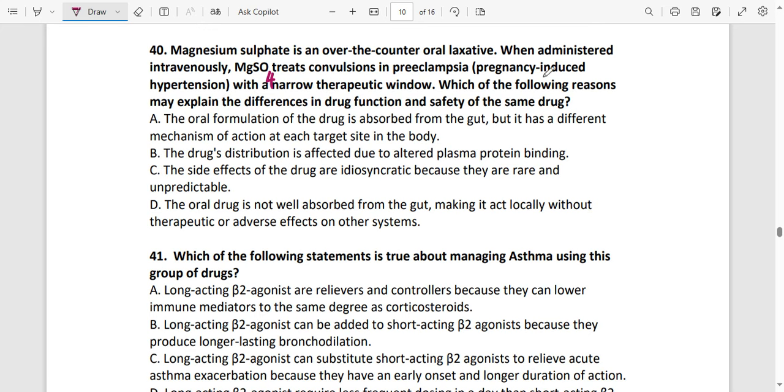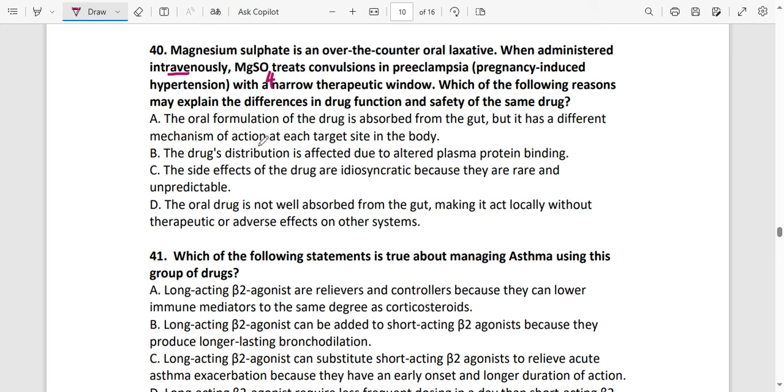Oral formulation of the drug is absorbed from the gut, but it has a different mechanism of action. Remember, this drug is administered IV, but the same drug, magnesium sulfate, is an over-the-counter laxative. When administered IV, magnesium sulfate treats convulsions in preeclampsia with a narrow therapeutic window. Which of the following reasons may explain the difference in drug function? The oral formulation of the drug is absorbed from the gut, but it has a different mechanism of action at each target site in the body.